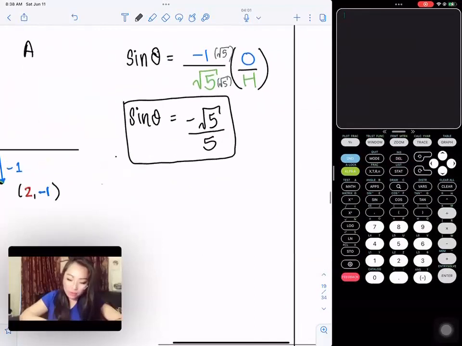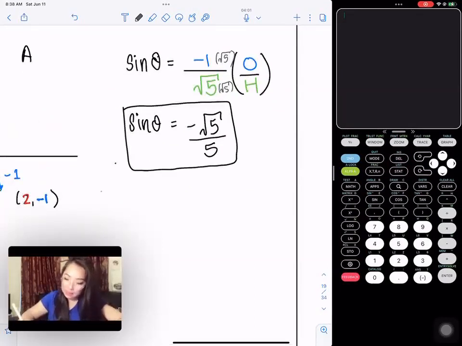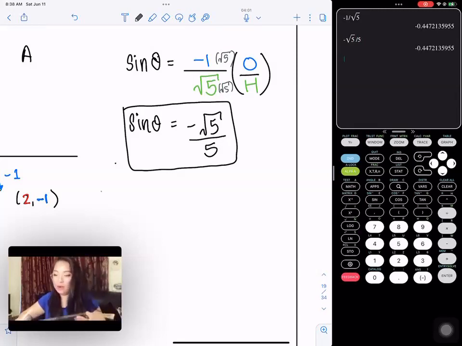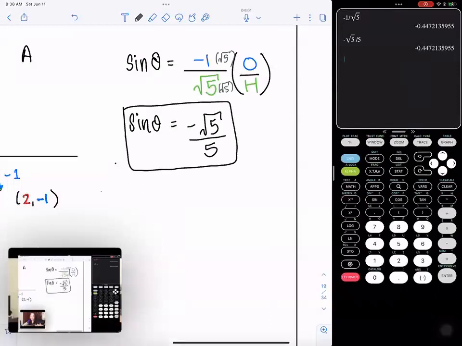So what I would do if I were you, and I mentioned this in class, I would just go on the calculator, -1 divided by the square root of 5, and just make sure that this is the same thing, like the decimal values are equivalent. So if they are, then we know we've done this right.